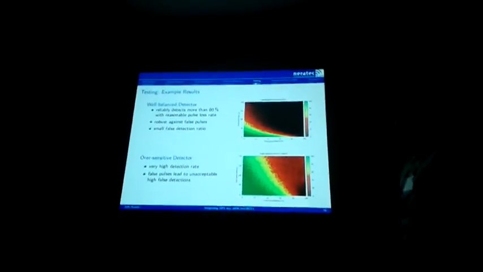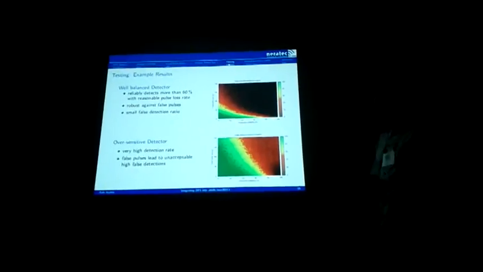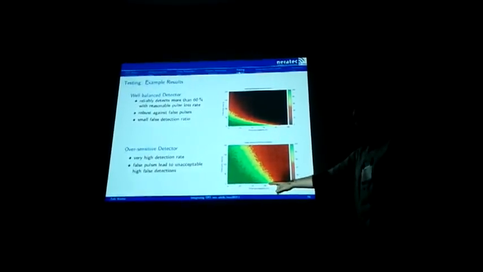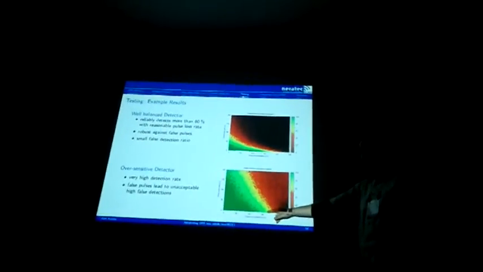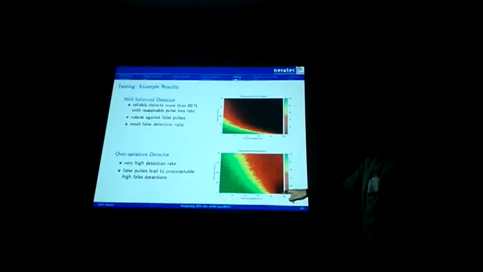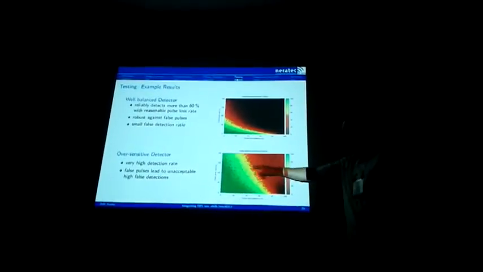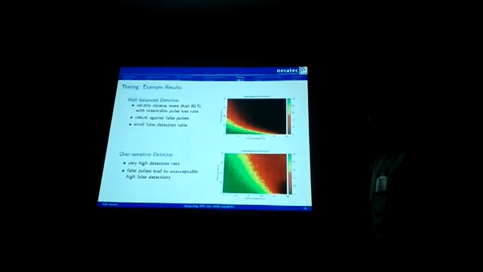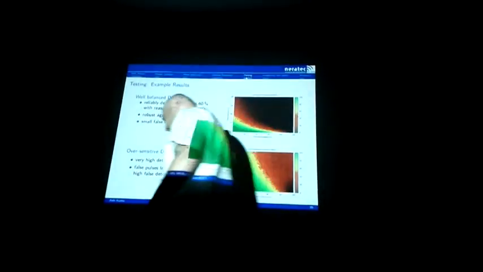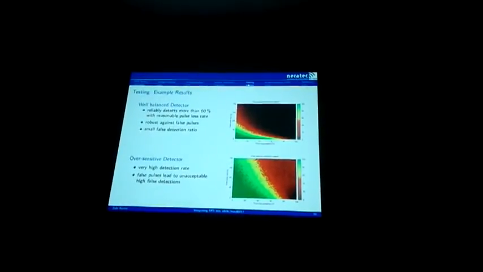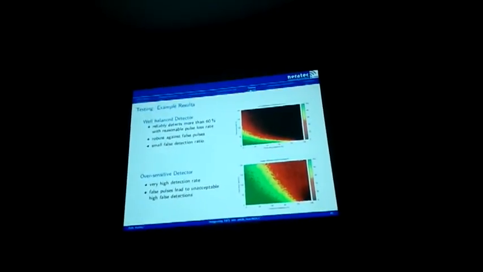In contrast to that, the second one is too sensitive. It means everything is fine for detection, you see it goes up to 70%. But if you have no pulses at all and induce fake pulses, you see it starts detecting something. We don't want that. So basically, with these pictures you're able to guess your detector performance immediately.